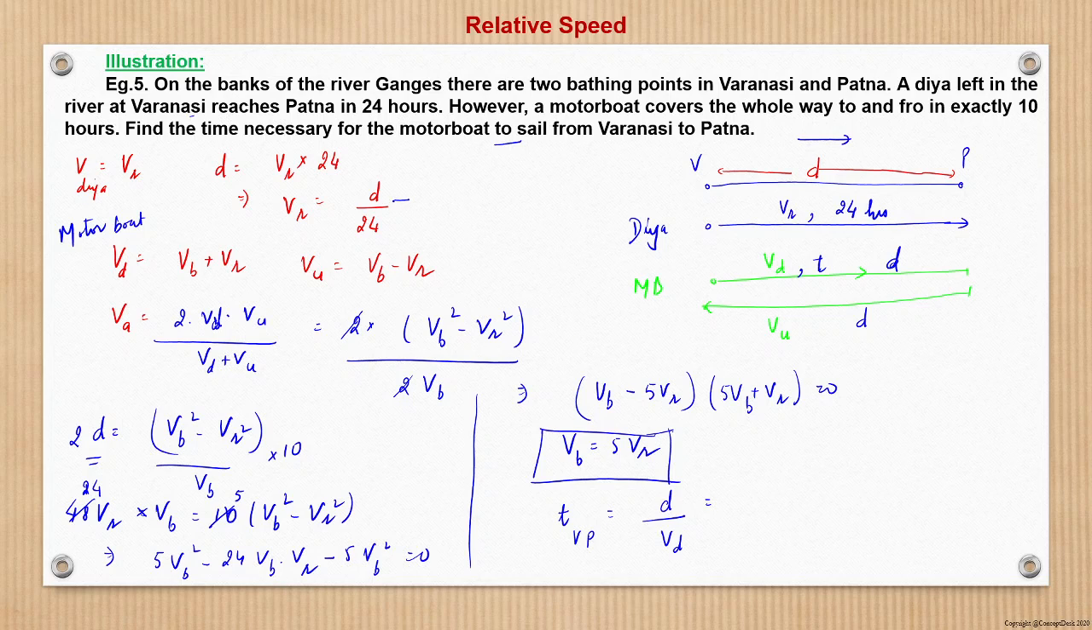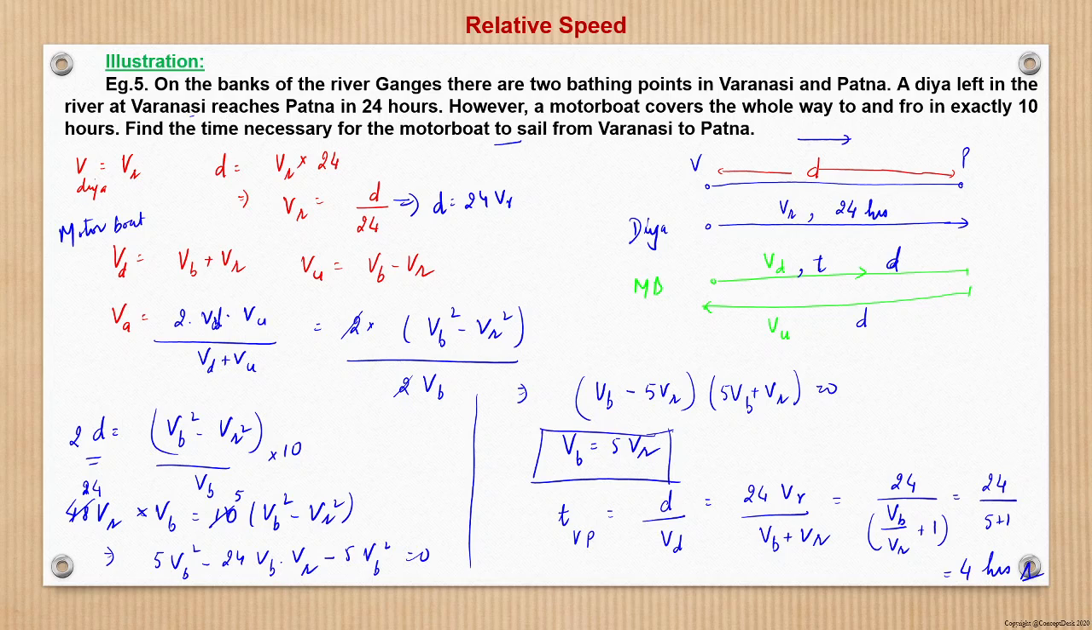And d is nothing but, we know d is 24 Vr, so it will be 24 Vr upon Vd, which is nothing but Vb plus Vr, right? I divide both numerator and denominator by Vr, so it will be 24 upon Vb by Vr plus 1, which is essentially 24 upon Vb by Vr, which we have got as 5. So 24 by 5 plus 1, which is nothing but 4 hours. 4 hours. This is the answer.